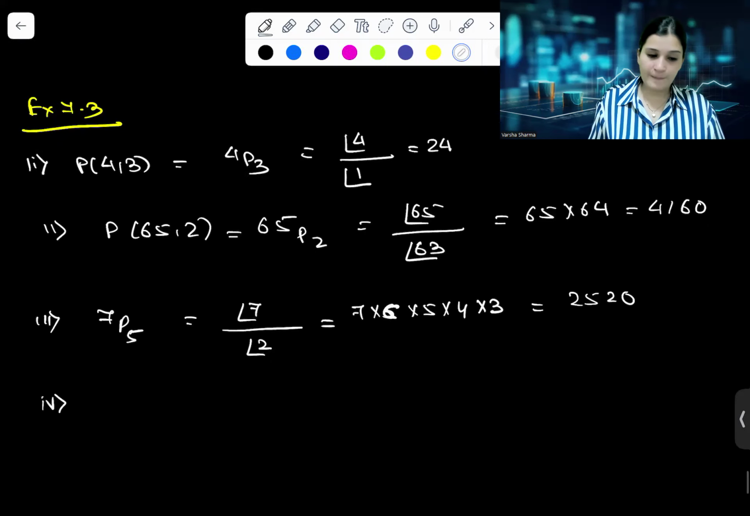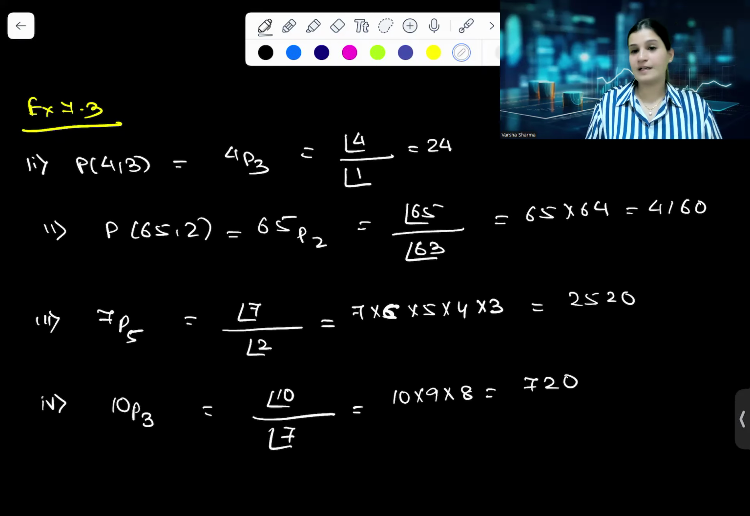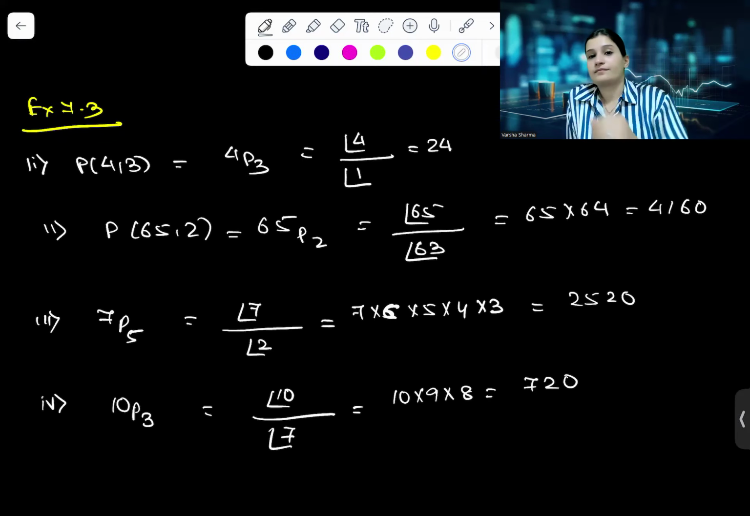And number 4, 10P3, factorial 10 upon factorial 10 minus 3, 7 factorial. 10, 9, 8, 720. Any doubt? No, ma'am. Whenever you open a factorial, you start with the larger factorial, keep on subtracting 1 till you get the smaller one. So 65, 65 minus 1, 64, 64 minus 1, 63.